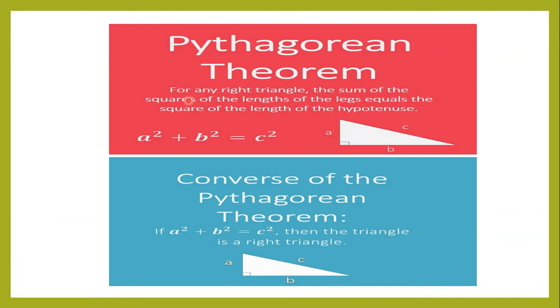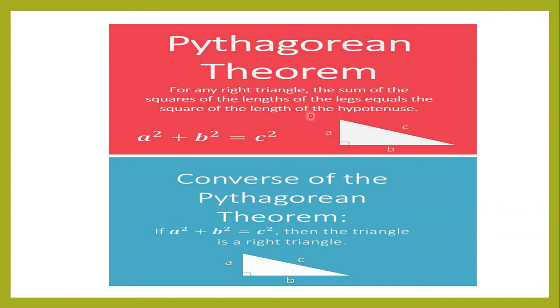Pythagoras theorem: for any right triangle, the sum of the squares of the lengths of the legs equals the square of the length of the hypotenuse. What is the hypotenuse? The longest side of the given right angled triangle. So in this case, C is the hypotenuse because it is opposite to the right angle. C is the longest one and that is known as the hypotenuse.